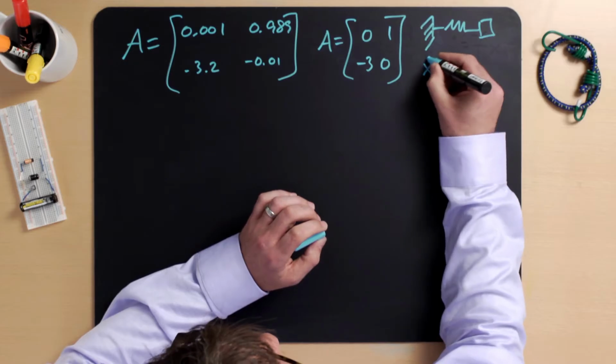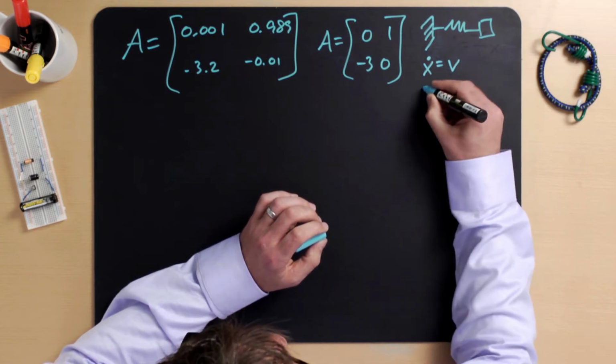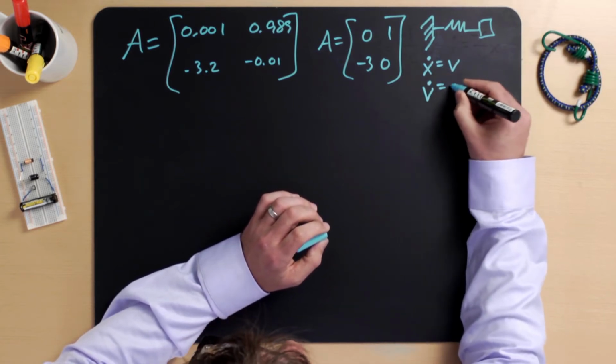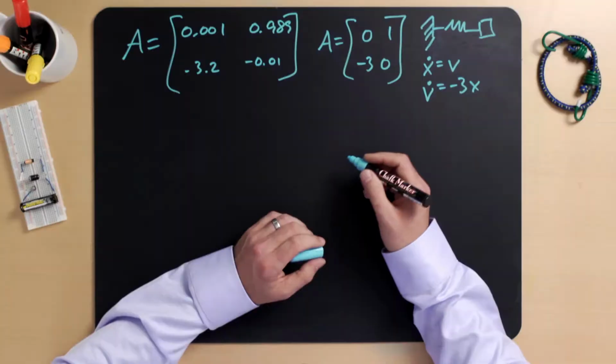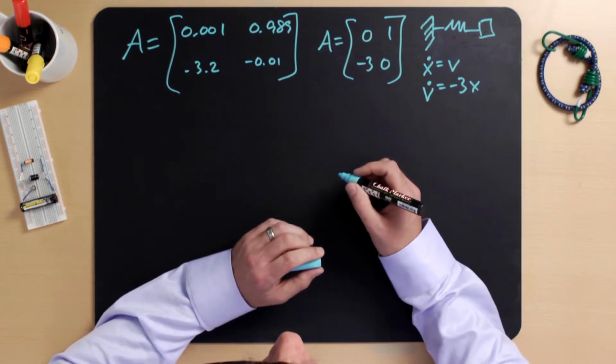If I choose the state vector to be W equals x and v, then W dot equals AW implies that x dot is equal to v, and v dot is equal to minus 3x. This implies that x double dot is equal to minus 3x. Looking at this diagram and these equations, I now know to expect the matrix I started with should have eigenvalues that are very nearly pure imaginary.